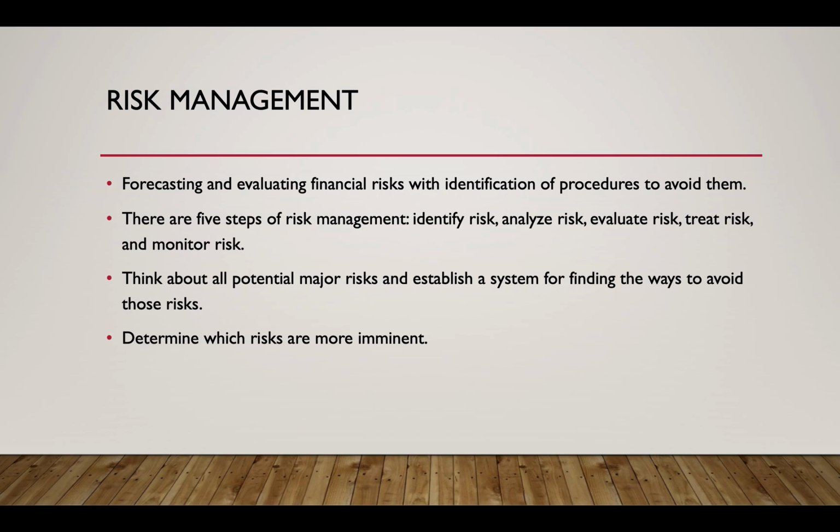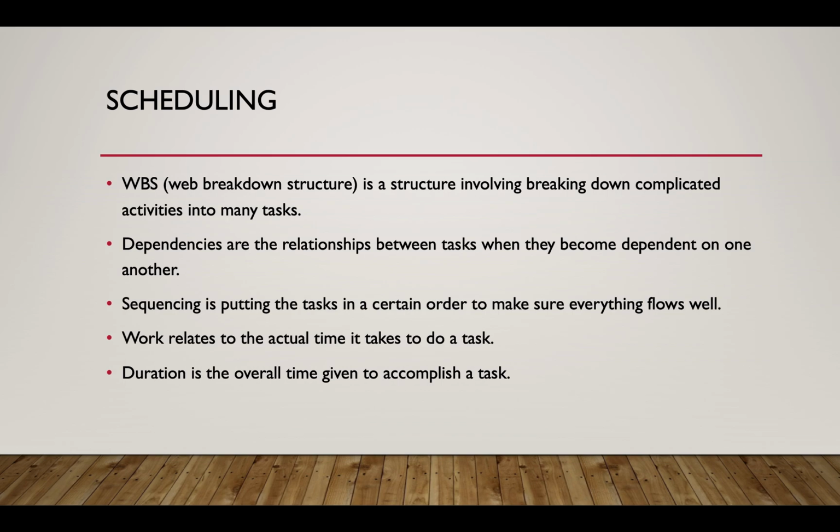And that's just all in order of what we should do for the specific risks. We also need to think about all potential major risks and establish a system for finding the ways to avoid those risks. And then we need to determine which risks are the most imminent because those are the ones that we need to focus on primarily, but we need to also take in mind the other portions of this, which deal with the management for the risks, starting off with scheduling, talking about the WBS, which is the work breakdown structure, and it's a structure involving breaking down complicated activities into many tasks. So looking at the risks and breaking those down into different tasks in order for us to accomplish that.